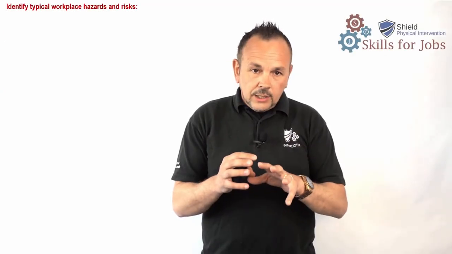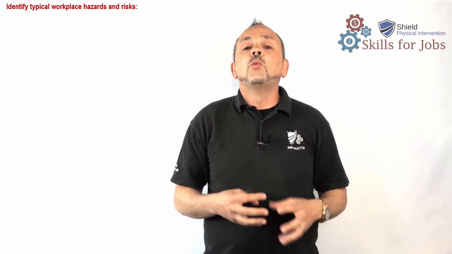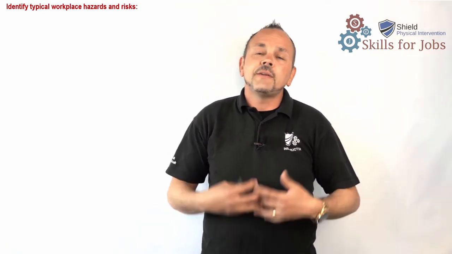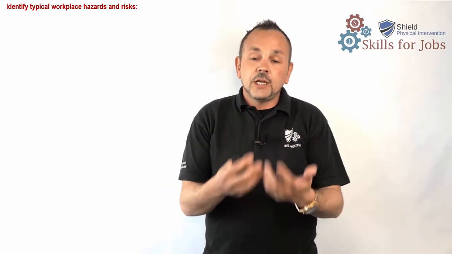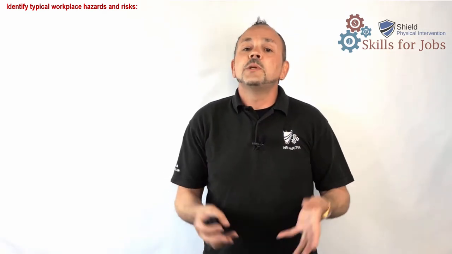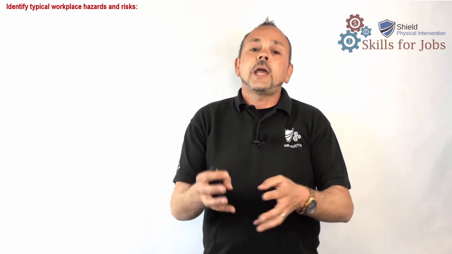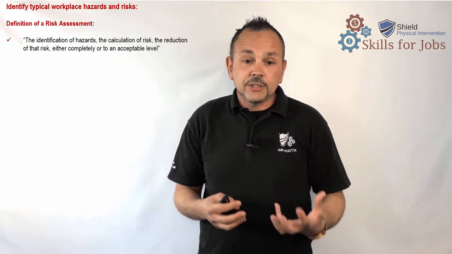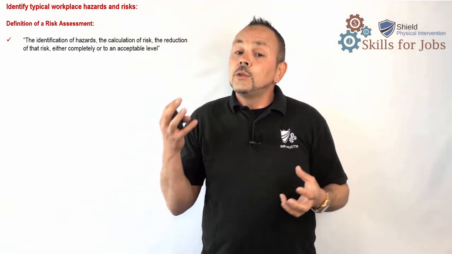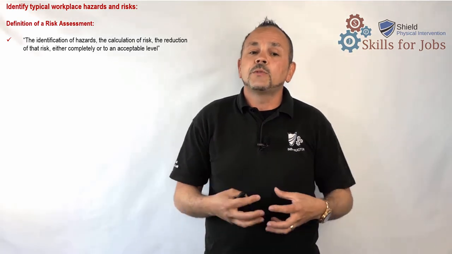We look at the next assessment criteria now, which is identifying typical workplace hazards and risks. So you need to understand what they are, the definitions, and give some examples of what they are. So let's revisit for a second Health and Safety at Work Act 1974, Section 2 and Section 3, which is the employer's obligation to ensure, as far as it's reasonably practicable, the safety of their staff, visitors, etc., by undertaking risk assessments and implementing processes and procedures. Okay, so what is a risk assessment? So the actual definition of risk assessment is the identification of hazards, the calculation of risks, the reduction of that risk either completely or to an acceptable level.